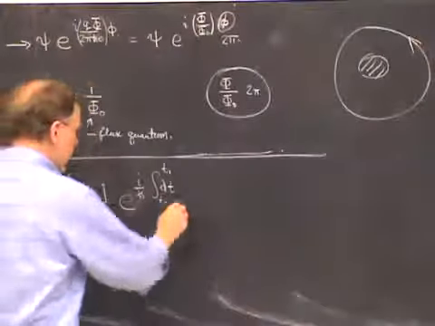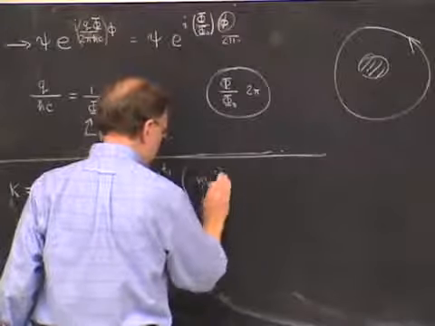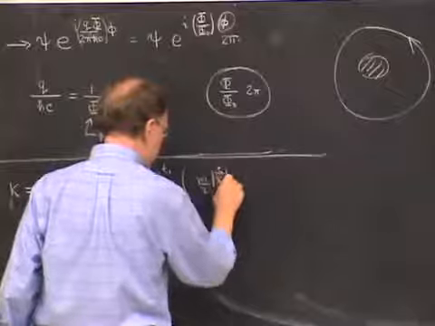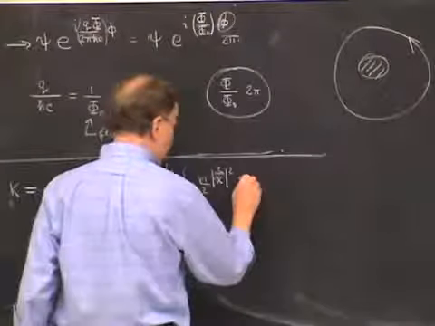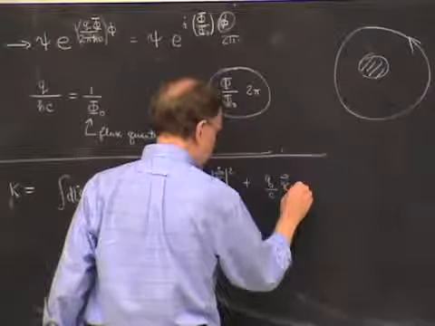And the Lagrangian has two terms. It has a kinetic energy, which is m over 2 times x dot squared for the path. And then it has another term, which is q over c times x dot dotted into the vector potential.